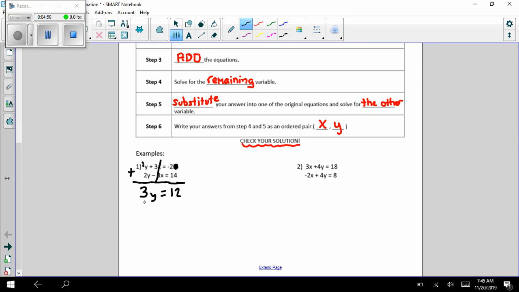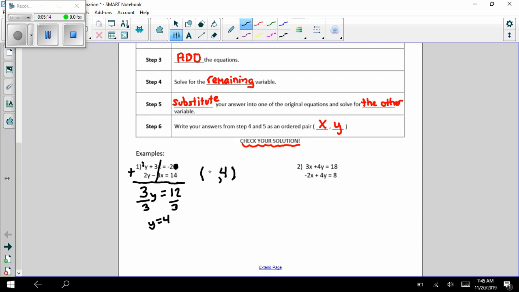Now we're able to solve because we're only looking at one variable. So this is just a one-step equation. Divide both sides by 3, and we know y equals 4. So we have solved for half of our ordered pair here. So I'm just going to go ahead and set it up here just to show you what our end result will look like. Since y is 4, I'm going to put it right there.